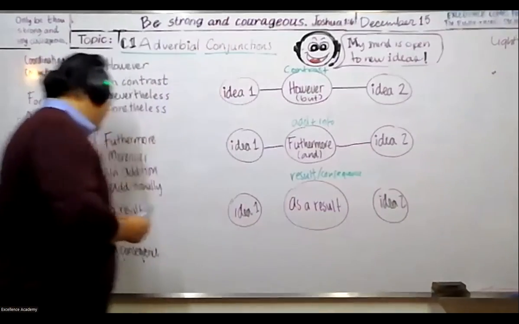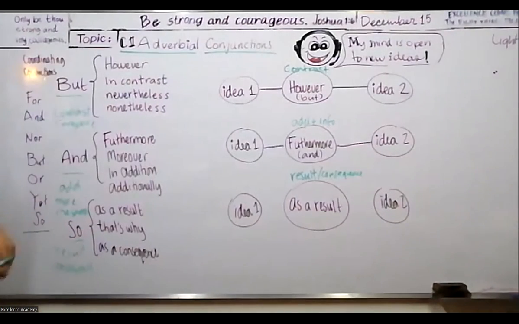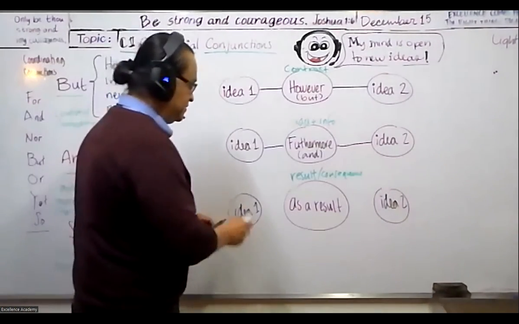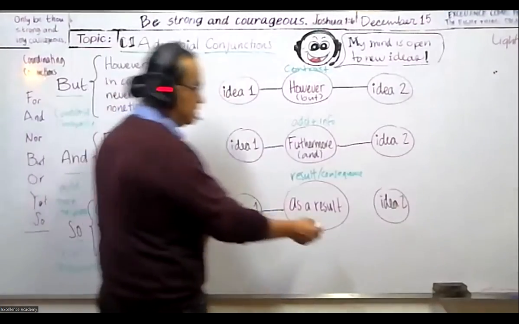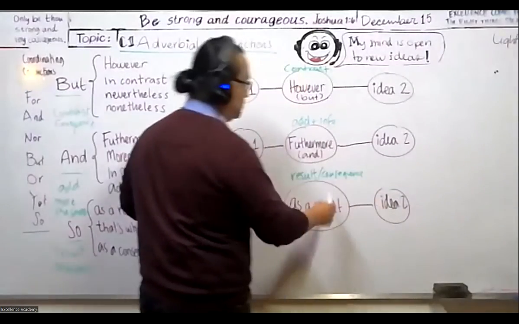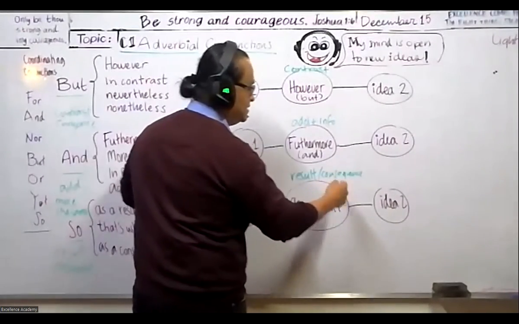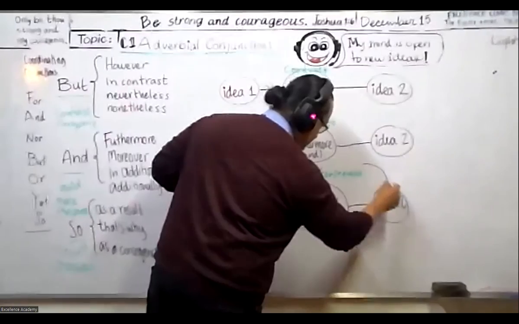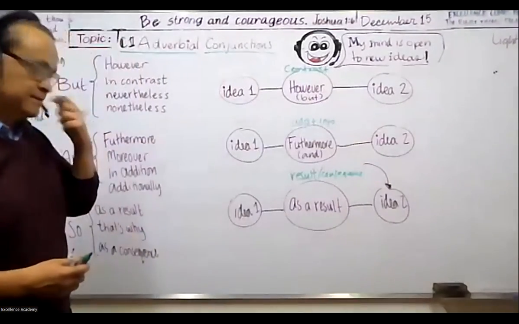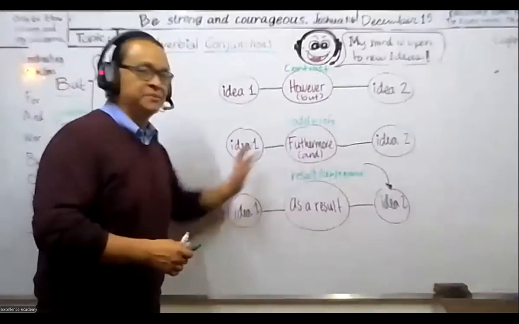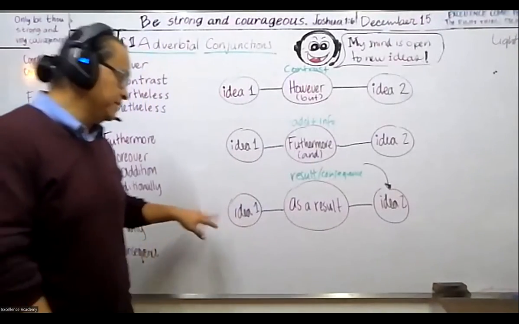Let's use the phrase as a result. Let's start here. We're going to take idea number one, and we'll say, as a result, idea number two. So the result or the consequence is this, idea number two. Okay, so let's continue with the previous idea.